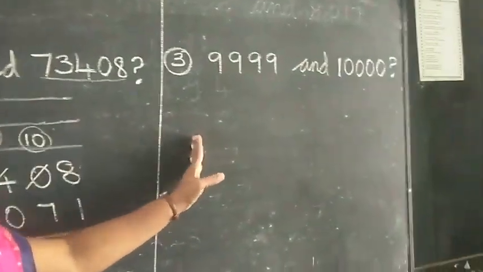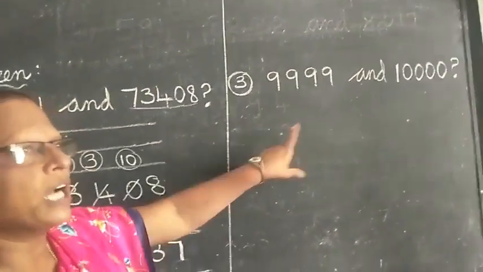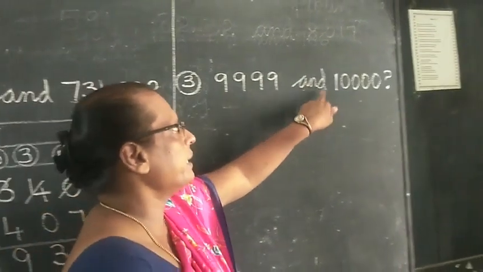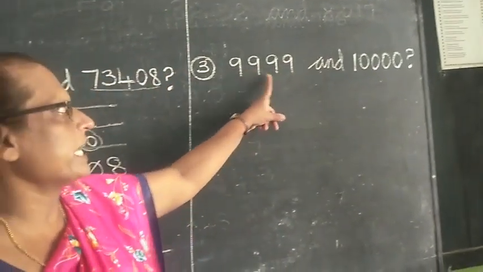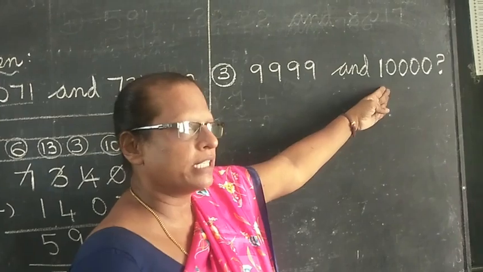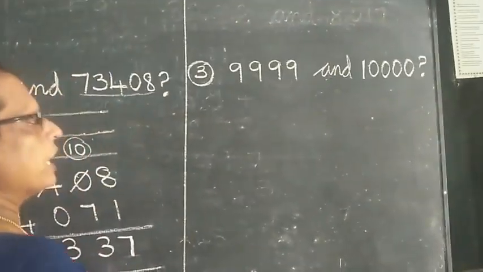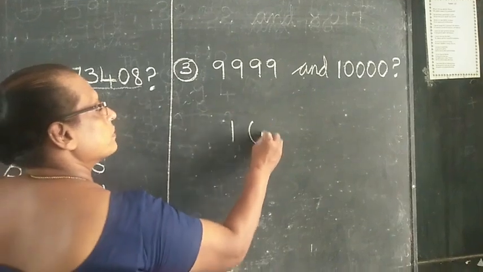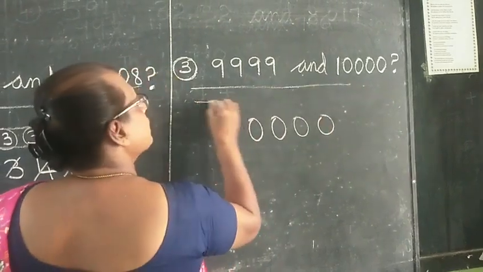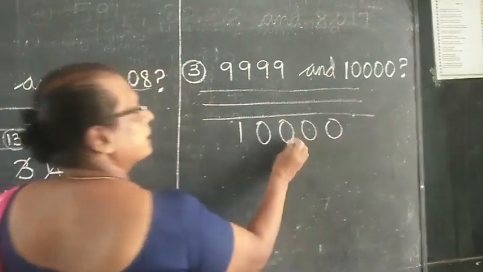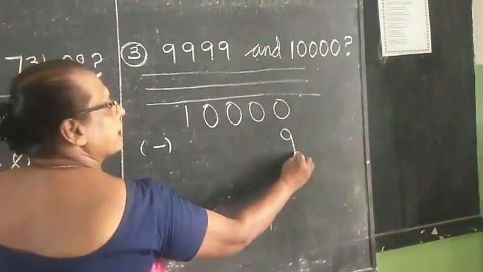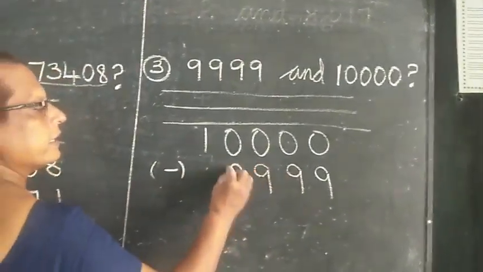This is very hard, children. You have to listen carefully, otherwise you can't do this sum. Okay, here 9,999 and here 10,000. Which is the biggest number, children? Yes, 10,000 is the biggest number. So you have to write 10,000 first. See, here I forgot to draw the line. Here 10,000 and here only 4 digits, so you have to write 9, 9, 9, 9.